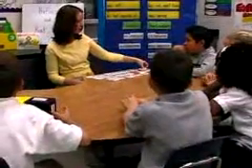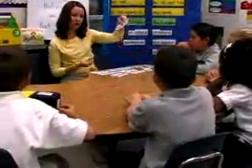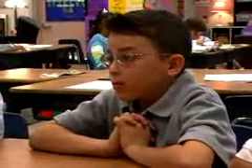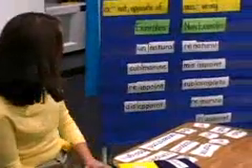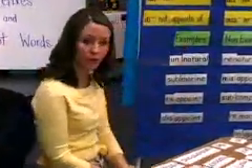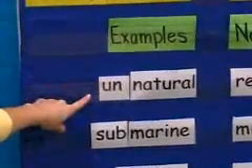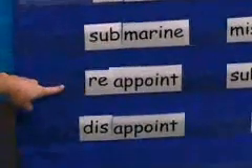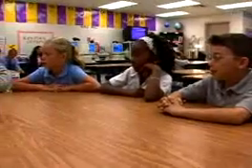So I'm going to take my prefix re and my root word appoint, and I'm going to put those under the example column. So today, in our activity with prefixes and root words, let's take one last look at our example column that we came up with. I'm going to read through these out loud, and you can read them with me as well as I point to each one. The first one is unnatural, submarine, reappoint, disappoint.